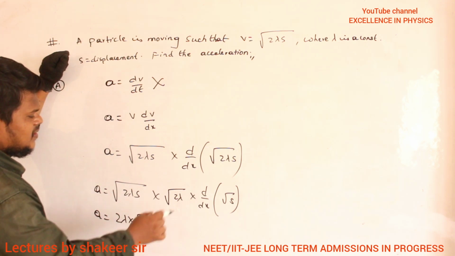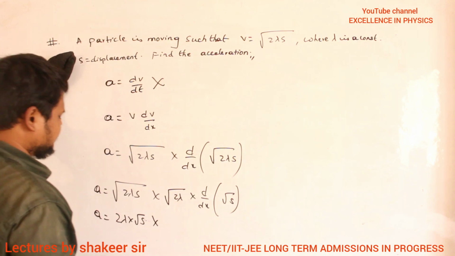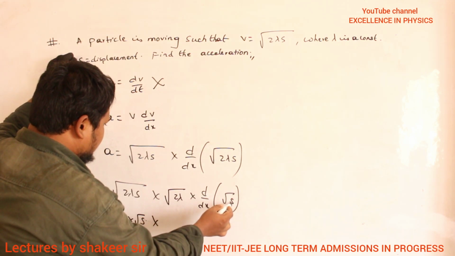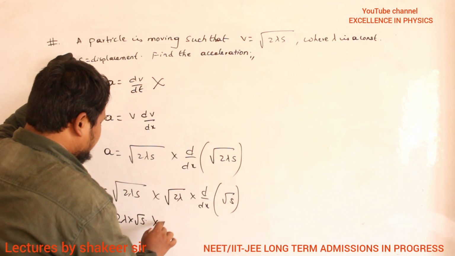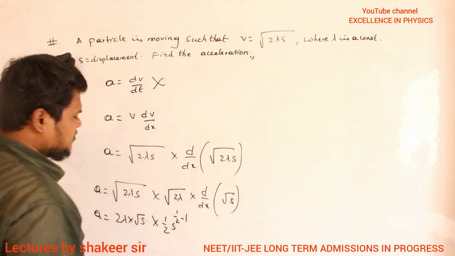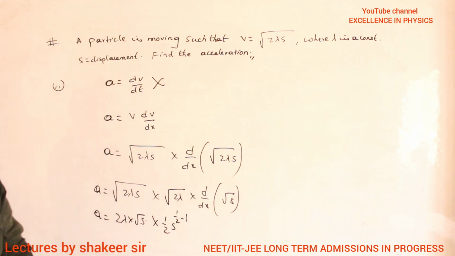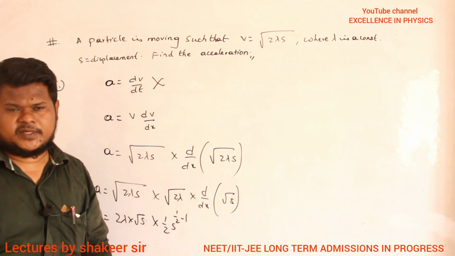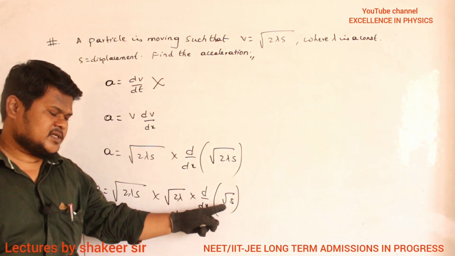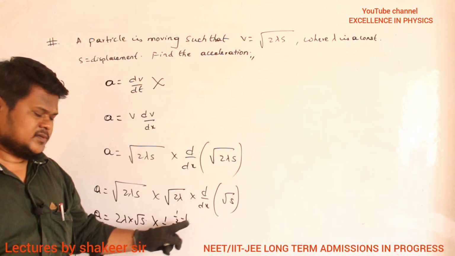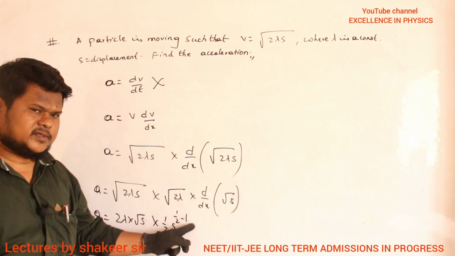Multiplied by differentiation of root s is how much? Differentiation of 2s is root s, means s power 1 by 2 only, no? So 1 by 2 s power 1 by 2 minus 1. That is the equation, no? Differentiation of x power n is how much? n into x power n minus 1. So here root s means s power 1 by 2, so n into s power n minus 1. So 1 by 2 s power 1 by 2 minus 1.